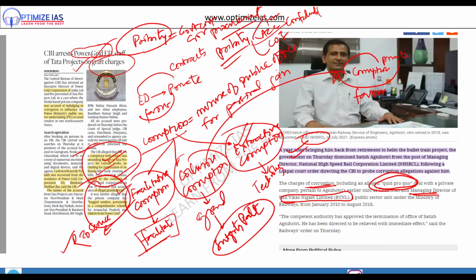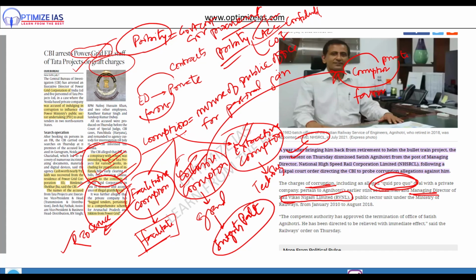He was basically helping some private companies get some contracts of Rail Vikas Nigam Limited, and in return he was getting some favors. I think there was an instance where he got some postings also after retirement. You have to read, but the point here is that it is an example of collusive corruption, where you do something in order to get some favor. Quid pro quo means you give some favor to someone in order to get some favor.